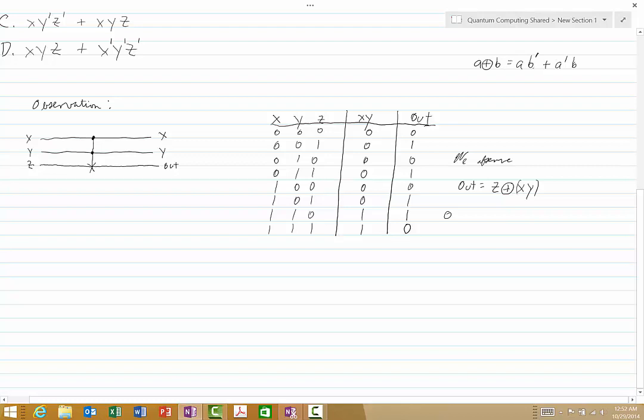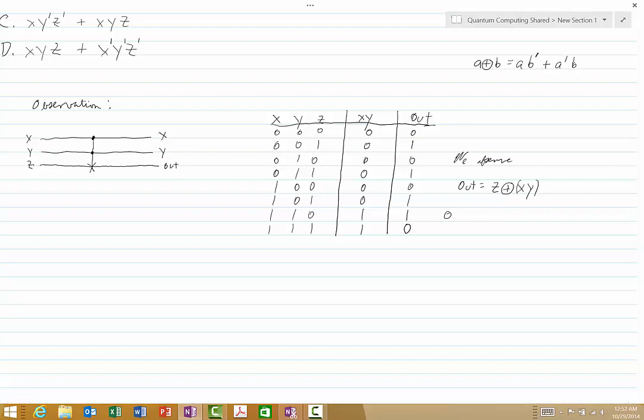However, if they are different, if A is 0 and B is 1, let's say, then the first term disappears, but the second term is 1. And on the other hand, if A is 1 and B is 0, then the second term goes away, but the first one is 1. So A exclusive or B is equal to 1 when the two Boolean variables have different values, and 0 when they have the same value.